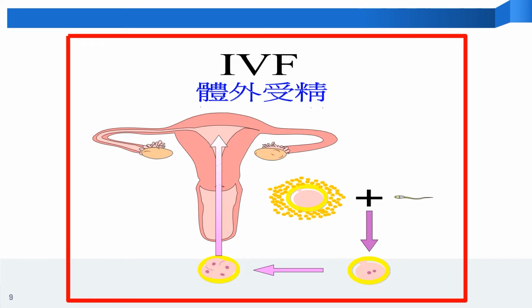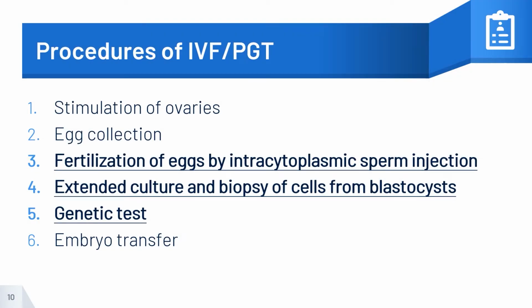So for the procedure of PGT, it involves IVF procedure. So we'll go through the IVF procedure first. The IVF procedure involves the stimulation of the ovaries, subsequent egg collection, fertilization of eggs by intracytoplasmic sperm injection, extended culture and biopsy of cells from blastocysts, genetic test, and then subsequently embryo transfer.